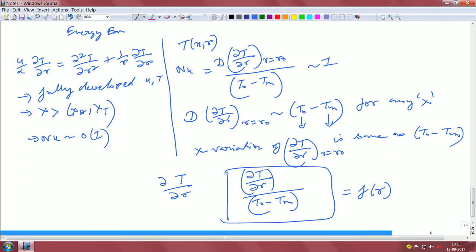So, we will stop here. In the next class we will find out how we can conjure up a definition for the temperature field, a definition for the temperature field which is a function of r only.